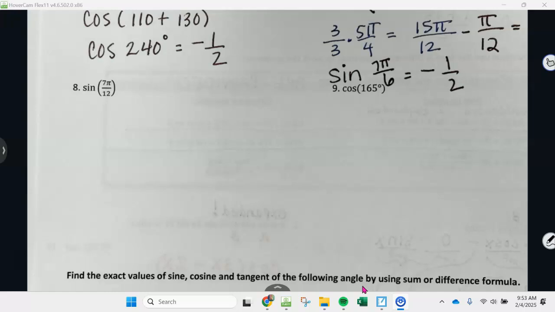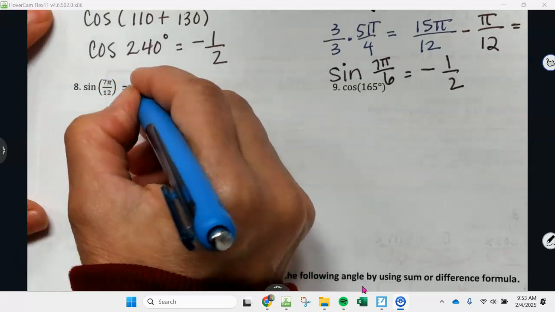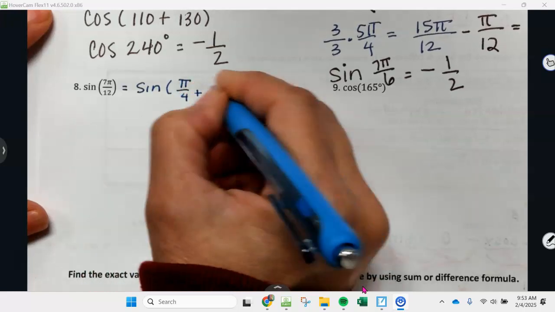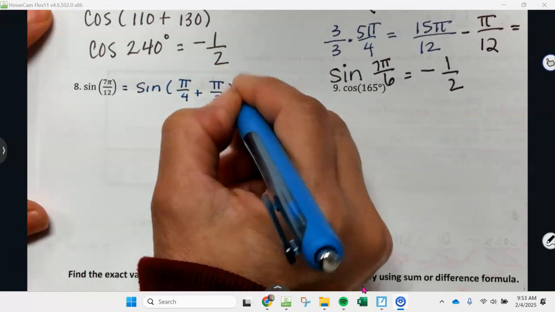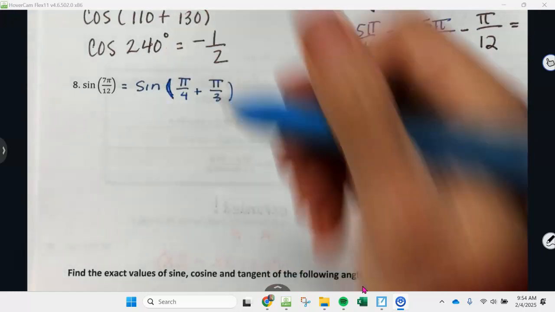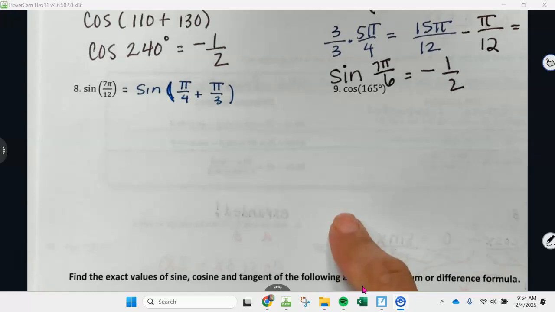So here we go. All right, we're going to use the addition identity. We're going to rewrite this as sine of pi over 4 plus pi over 3, because that's going to give us the value of 7 pi over 12. All right, and again, you guys do not need to memorize this, but I just want to show you something because it plugs it in faster. It makes your work go faster.